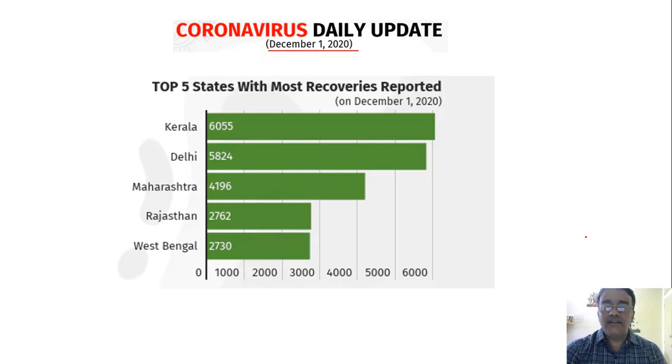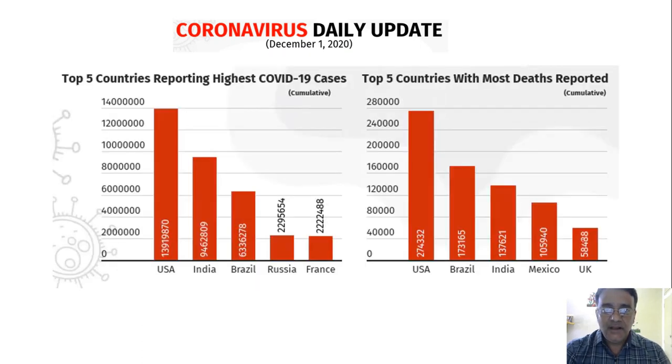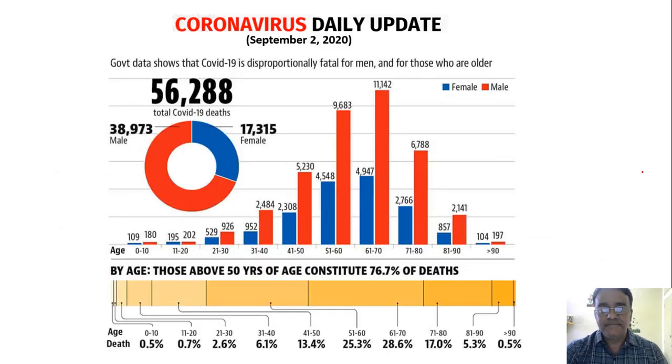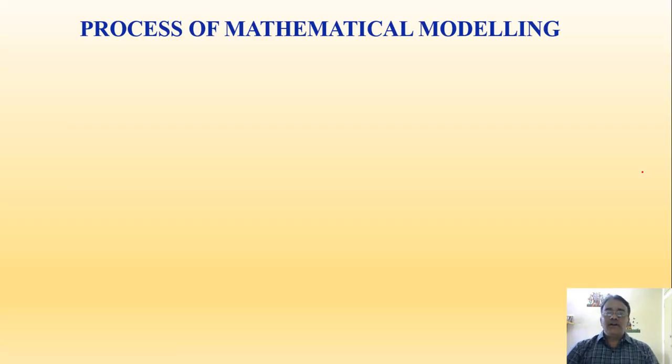Most top 5 states with most recoveries reported, and top 5 countries reporting highest COVID-19 cases. So this data is readily available on the internet that we can take up and do the modeling. Okay, so now we'll move towards the process of mathematical modeling.